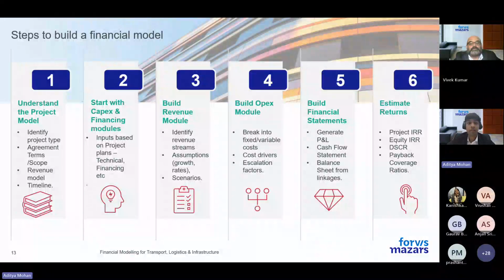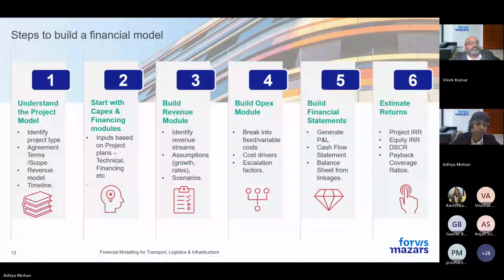Then you would go on and build your OPEX module. Here, firstly, you would categorize your costs into fixed costs and variable costs. Fixed costs would include salaries, admin, security, and variable costs would include maintenance, energy, fuel, handling. The important point is to include escalation assumptions. You can take an example, let's say 5% annual inflation, and also use historical benchmarking or vendor quotes wherever they're available.